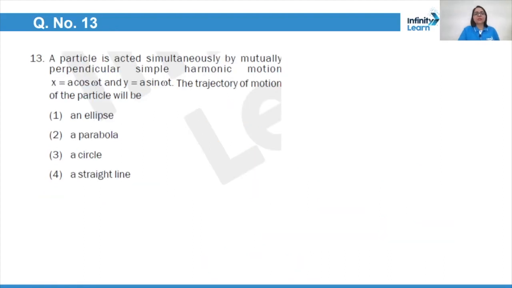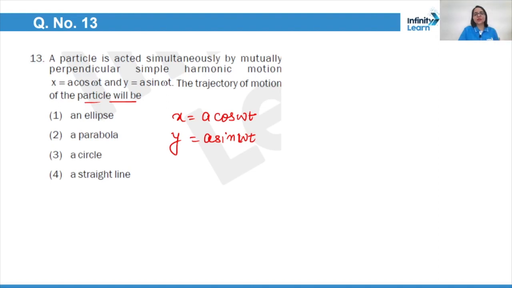Question number 13. A particle is acted on simultaneously by two mutually perpendicular simple harmonic motions. x equals a cos ωt and y equals a sin ωt. The trajectory of motion of the particle will be. So actually we need to find the relation between x and y in this case.